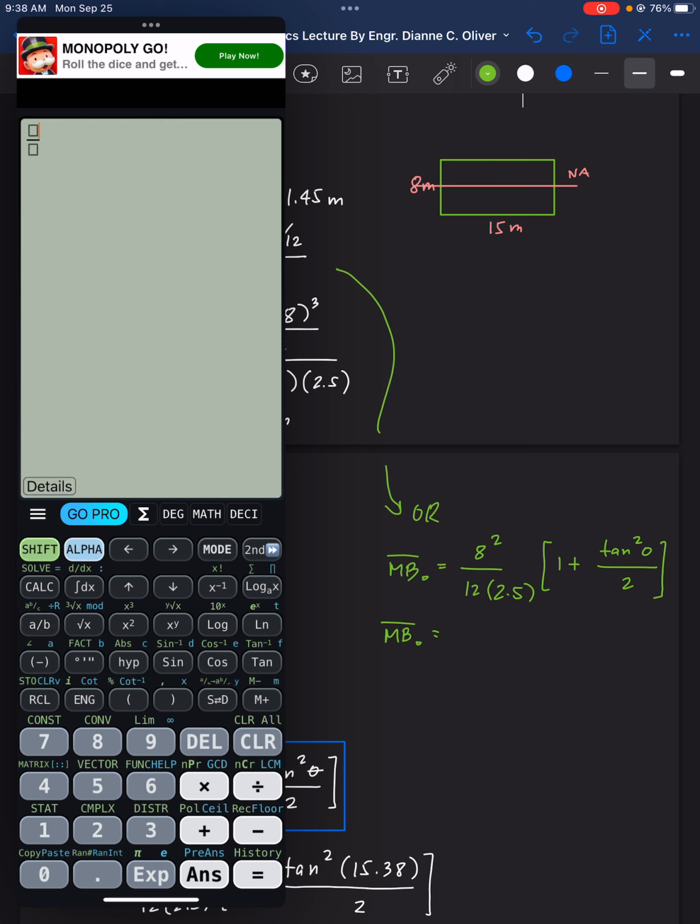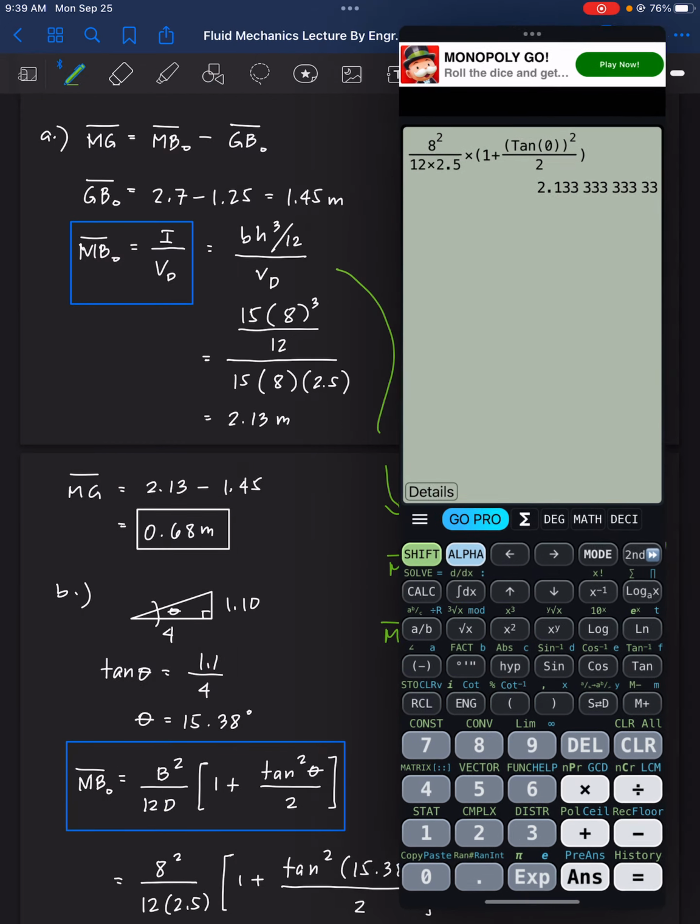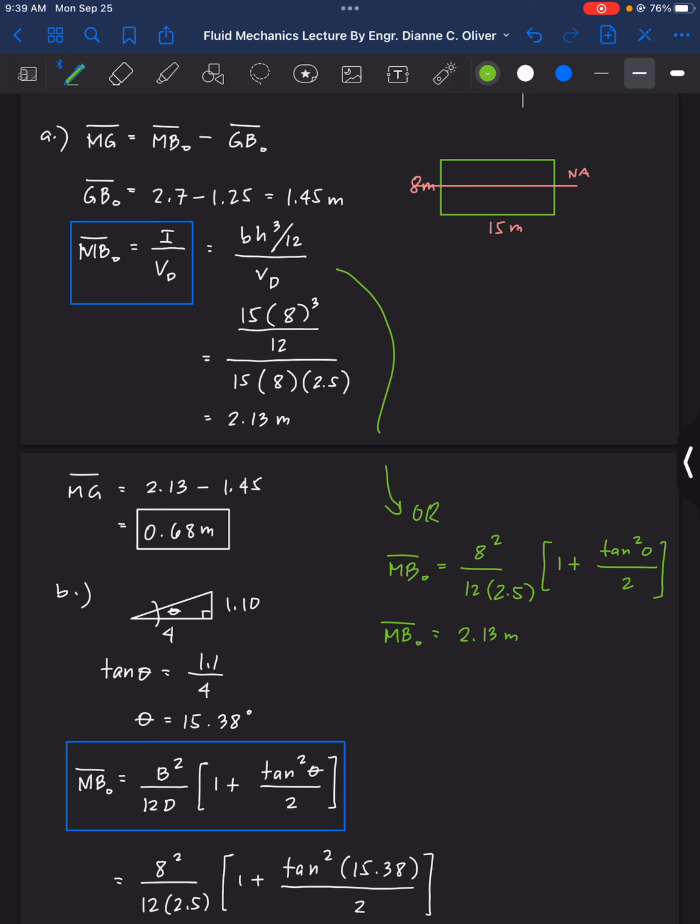So our MBO here is 80 squared over 12 times 2.5, times 1 plus tangent 0 squared over 2. So the answer here is 2.13 meters. And this is the same with the answer here. So they are the same. So you can still use this formula even in the upright position. Just put here the value of theta as 0.